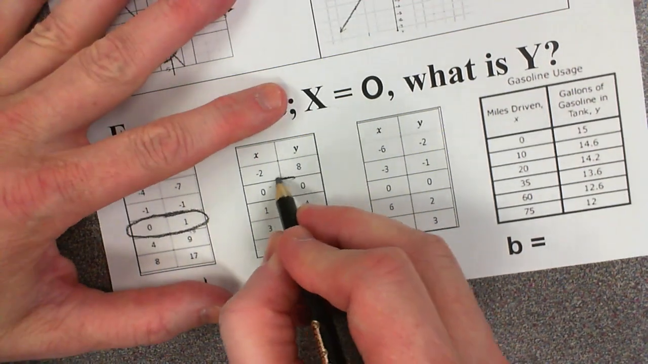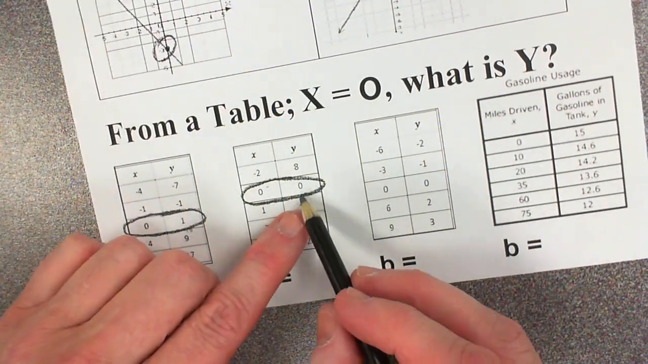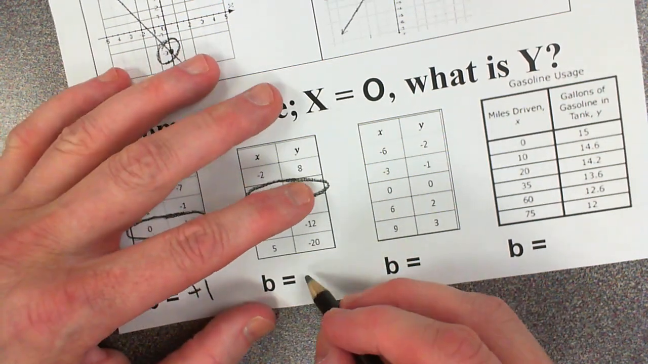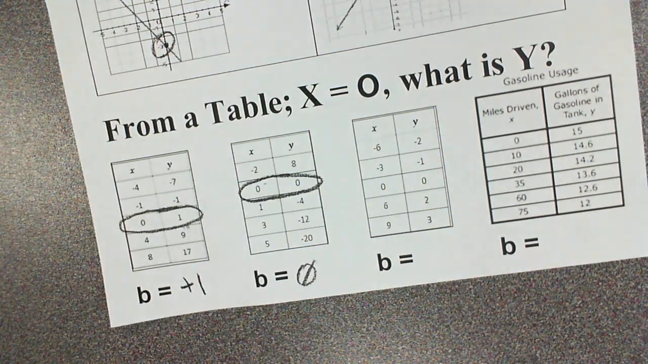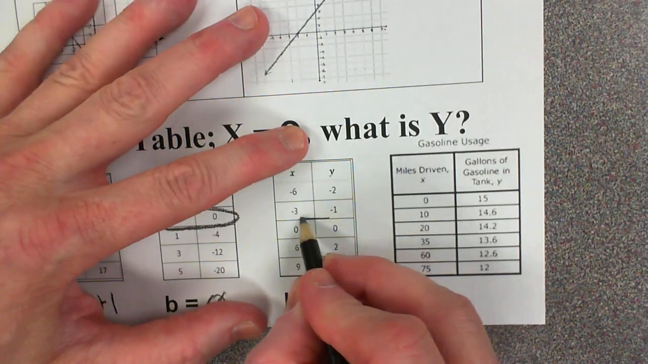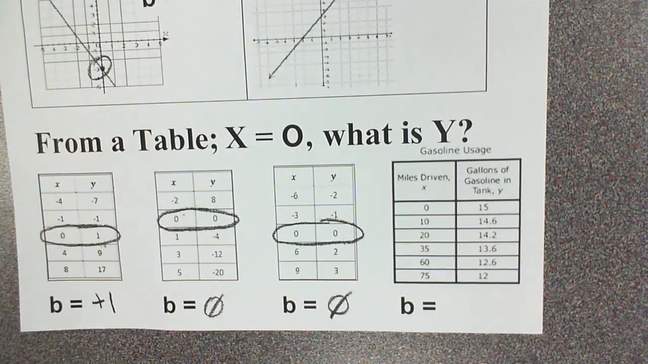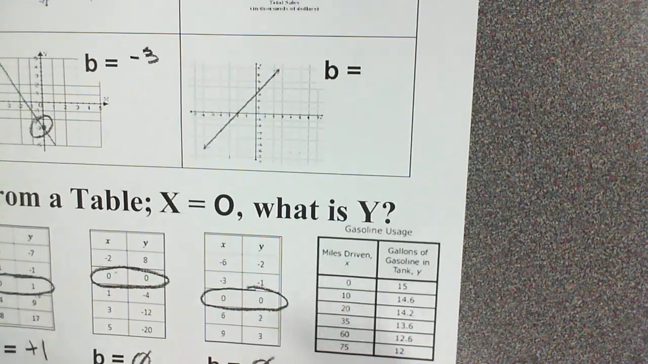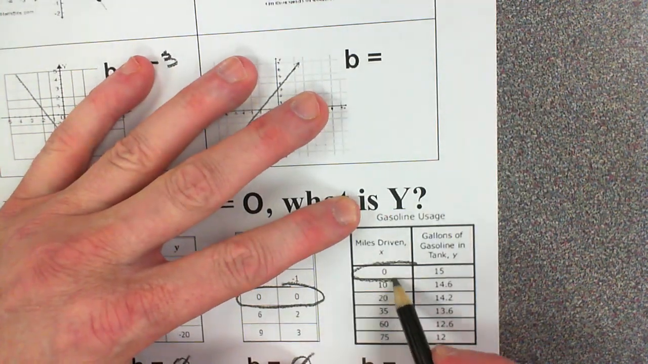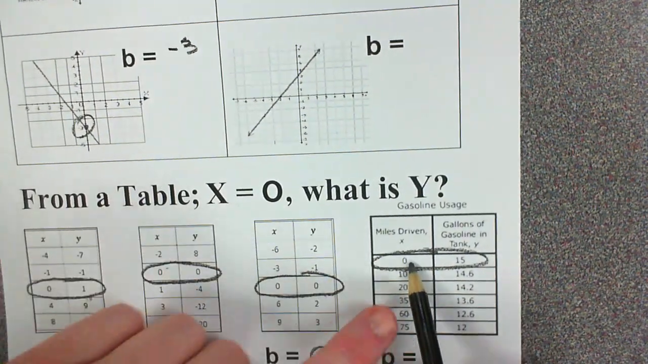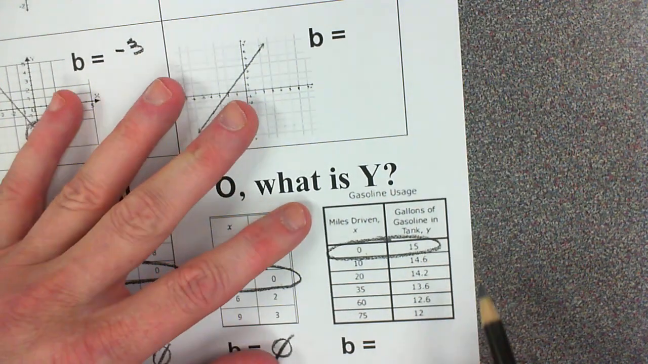For the next one, when x is 0, what's y? 0. So b is going to actually be 0. Same thing for the next one. When x is 0, y is 0. So that means my b is going to be 0. And for this last one, right off the start, when x is 0, what's y? Positive 15.